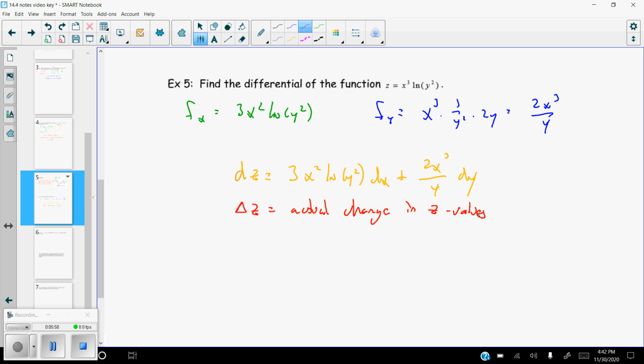So dz is an approximated change, delta z is an actual change, but again, the closer and closer we can make delta z and dz, the closer the approximation is going to be. All right, so let's take a look at one where we actually have some numbers to deal with here.